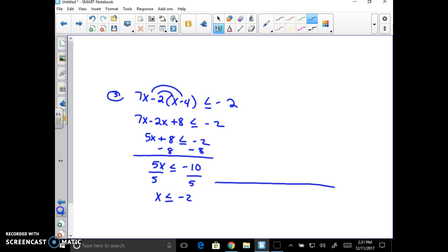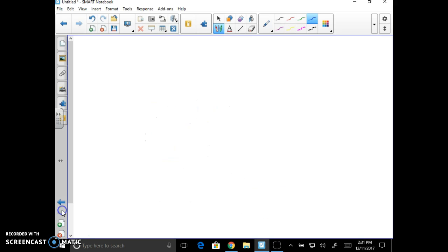So now I'm going to have x less than or equal to -2. I'll go that way, and it starts at negative infinity. It stops at -2, and if you put the instructions up top, because it's closed, I'm going to use a bracket. Let's go on to number 4.